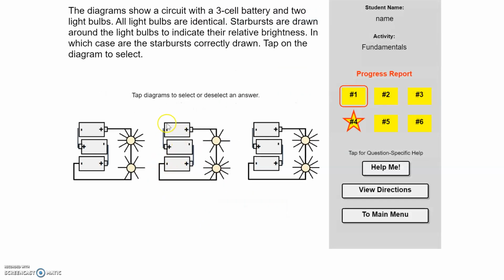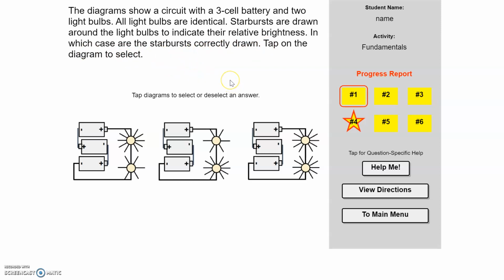Now it says the diagrams show a battery, a 3-cell battery and 2 light bulbs. All light bulbs are identical. The starbursts tell you how bright it is. So more lines around the circle means brighter than fewer lines. It says in which cases are the starbursts correctly drawn? Tap on the diagram to select.